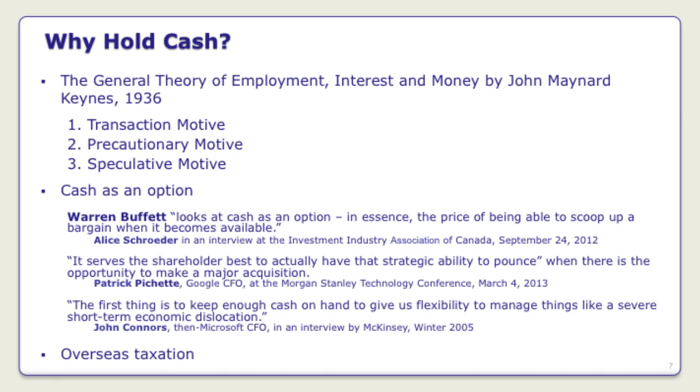As a consequence, holding cash provides firms with option value, especially in times of heightened uncertainty, because we know that the value of an option is increasing in volatility. As examples of cash as a call option, Warren Buffett considers the benefit of holding cash to be able to buy fire sale assets. Patrick Pichette, Google's CFO, highlights the strategic ability to pounce on a major acquisition were an opportunity to arise. But many, especially in times of heightened uncertainty, focus on cash not as a call, but as a put. John Connor, the former CFO of Microsoft, holds cash to provide insurance in uncertain times.